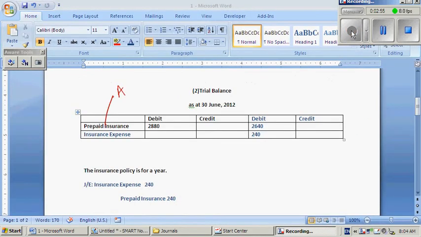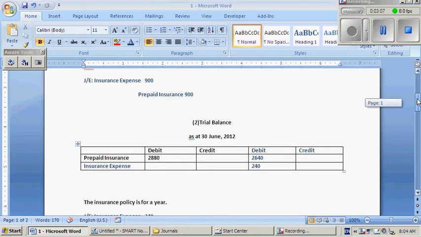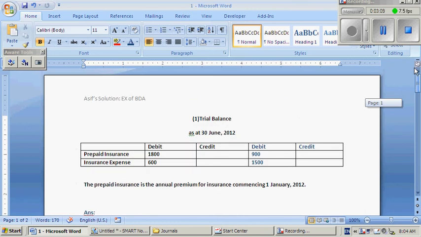Over here you can see the writing in black color and the writing in blue color. The black color writing represents the question, whereas the blue color writing represents the answer. Let me read the question first. In the first exercise, you can see trial balance as at 30 June 2012, where prepaid insurance is 1800.